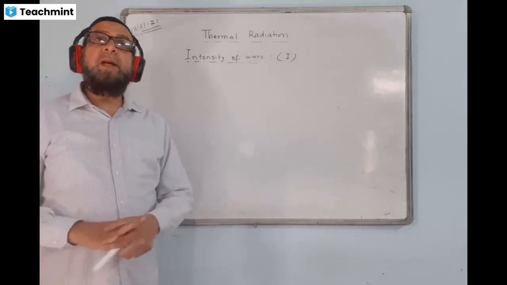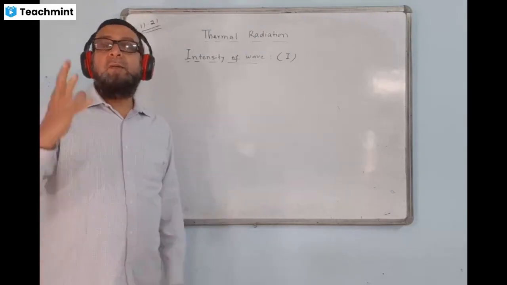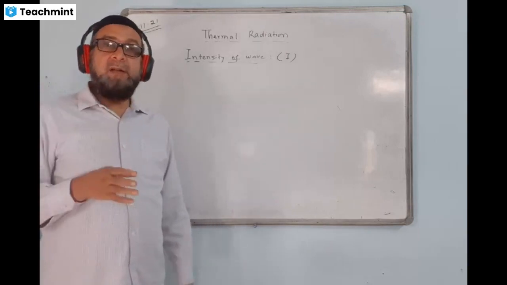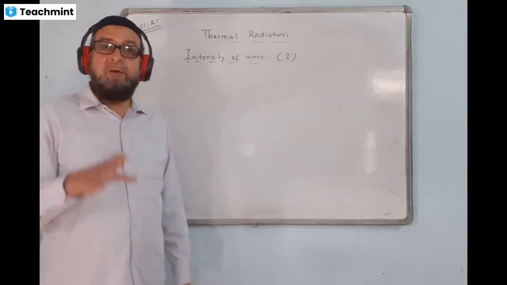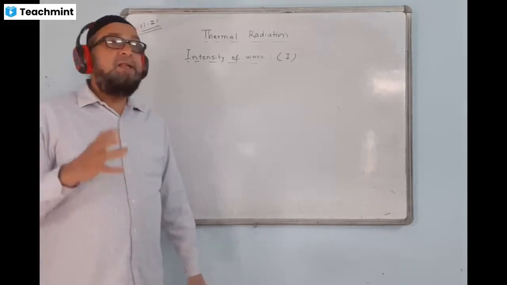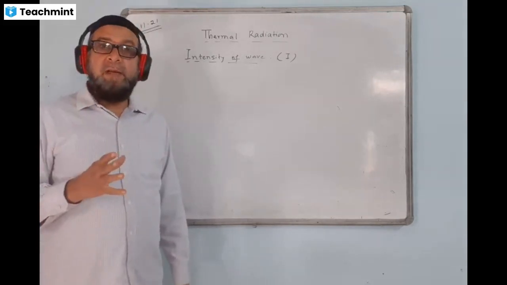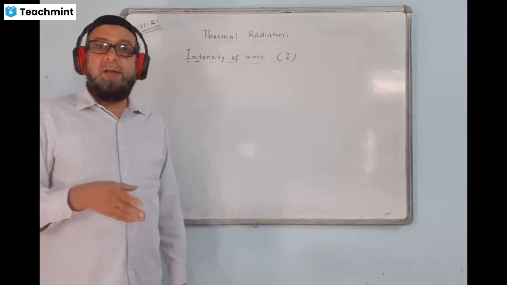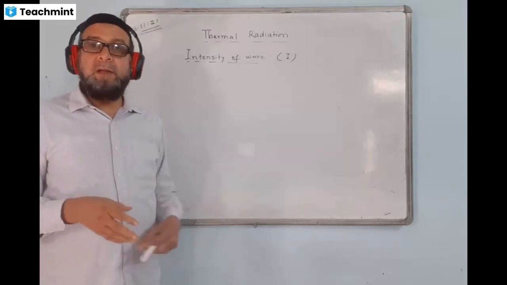This is applicable for any kind of electromagnetic wave, or any kind of wave. When we say intensity of sound, that means sound energy per second per unit area. When we say intensity of light wave, that means light energy per second per unit area. That is the meaning of intensity.